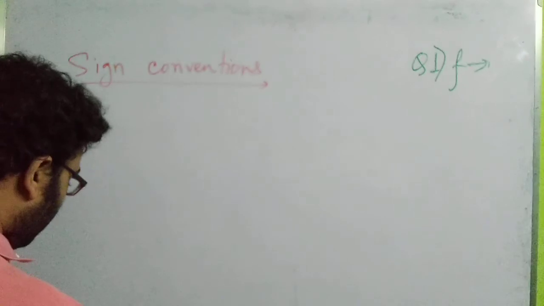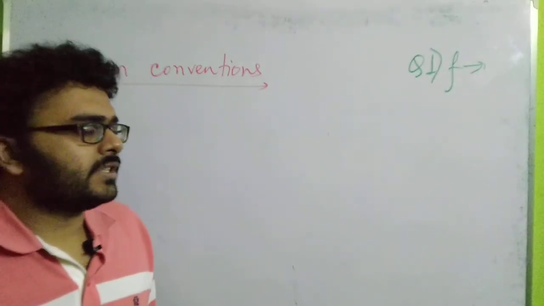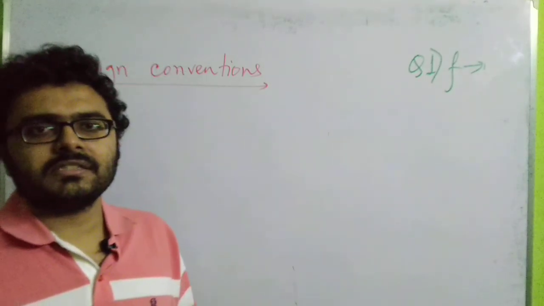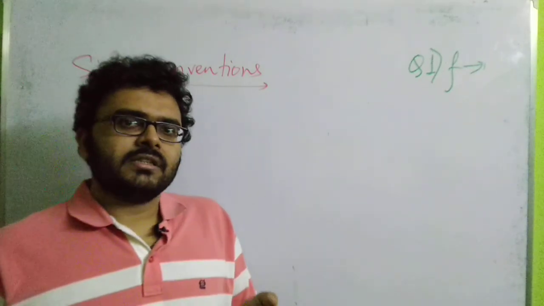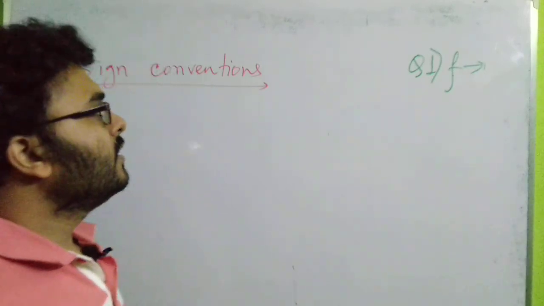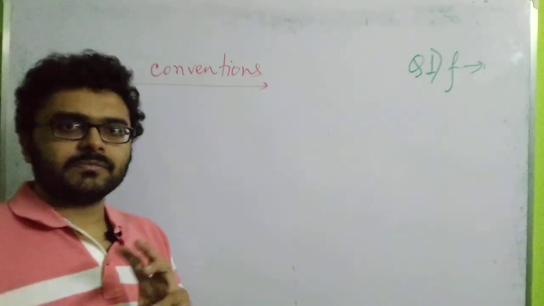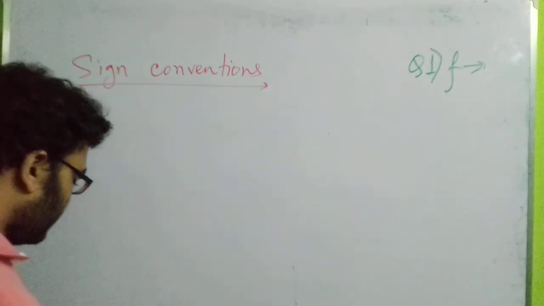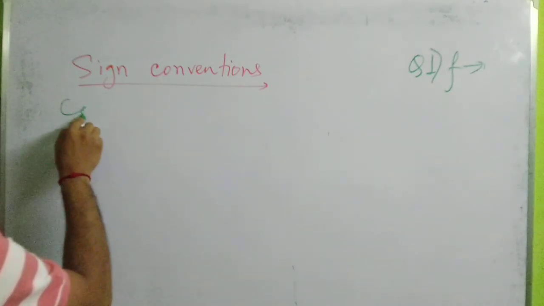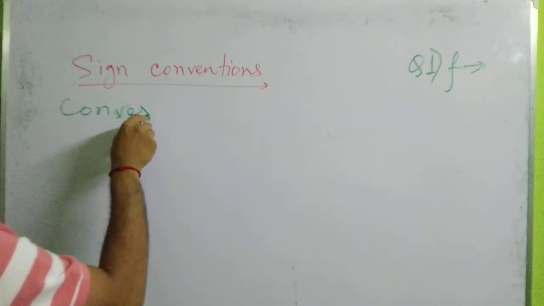See, now there are 2 to 3 parameters that we need to think of. One is the object distance, another is the image distance, focal length, and object height and image height. So these are the 5 things that I need to consider, and there is a definite rule for determining the sign of these parameters. First of all, coming to the convex lens, what will be the signs for the convex lens?